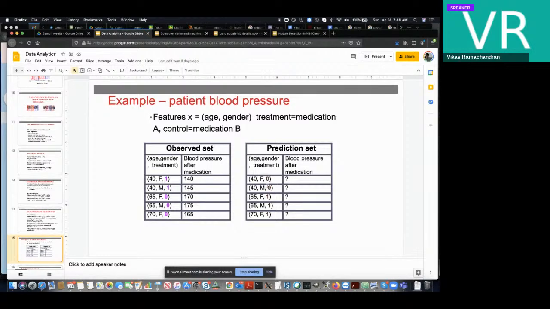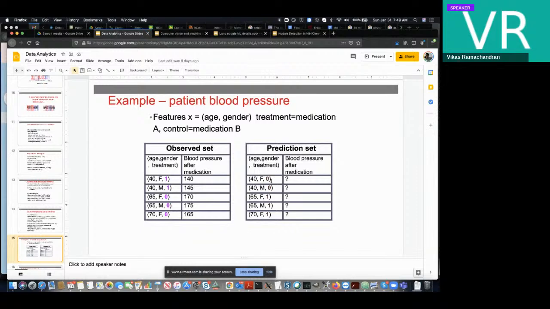Now, on the right hand side, you can see that for the same person, 40 and female, treatment 0, right? So at that time point, you could have given her the other treatment, but you didn't. You chose to give treatment 1. Now you are interested in knowing, what if I had given her the other drug? If I had given her drug B, what would her blood pressure have been? You don't know this because you didn't do this.